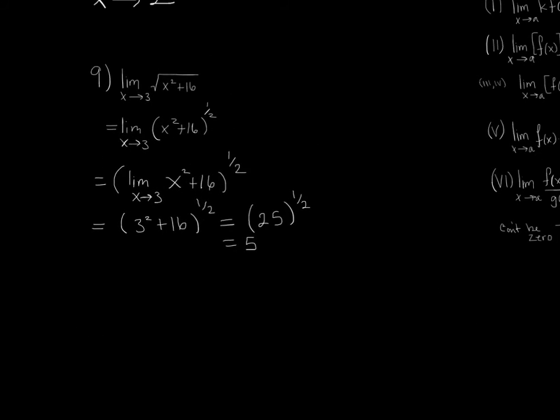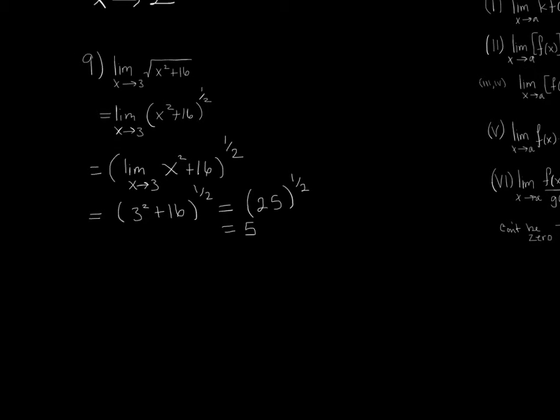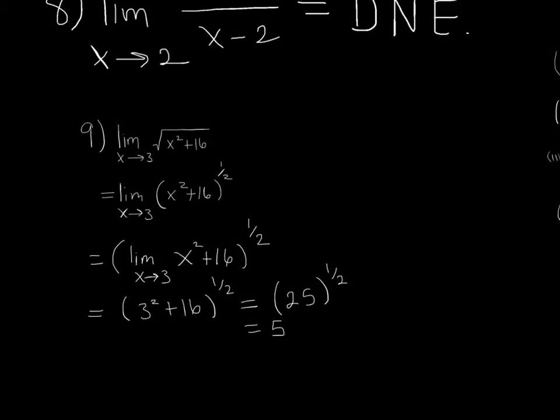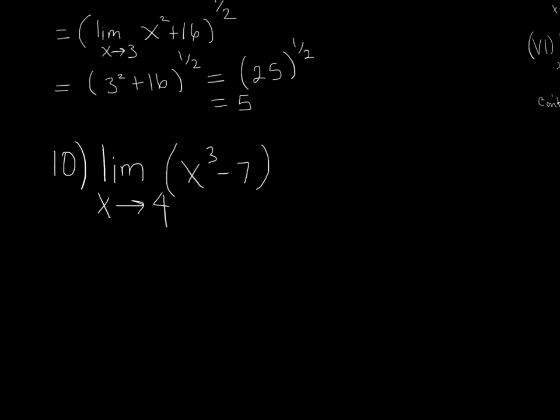All right, now let's move on to number 10. Right away, after looking at this, we can see that we have a polynomial inside the limit. So using our polynomial rule, we can simply plug the 4 into the limit and get our answer. So this will be 4 cubed minus 7, which is 57.